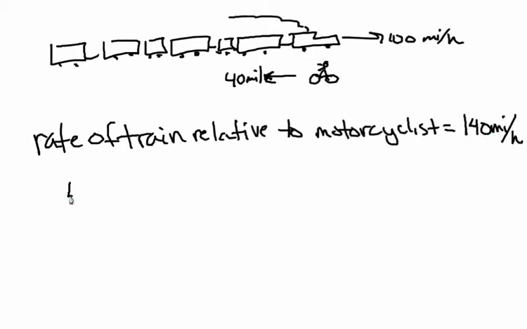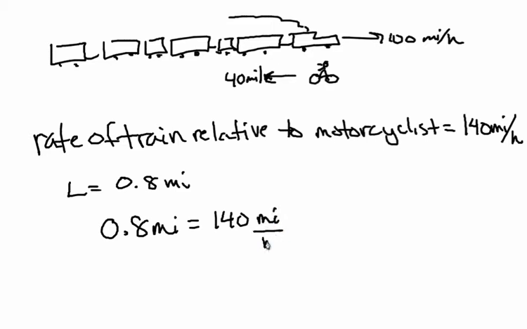We know that the length of the train is 8/10 of a mile, so that's the distance that they need to travel to pass each other. So we know that the distance is 8/10 of a mile, the relative speed is 140 miles per hour, and we want to know the unknown amount of time it's going to take for them to pass each other now that they're going in opposite directions.